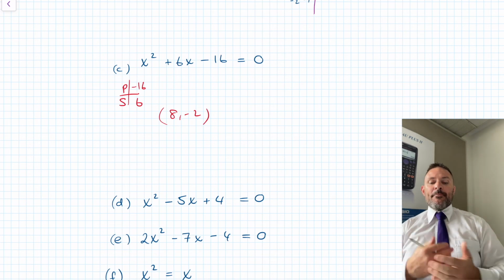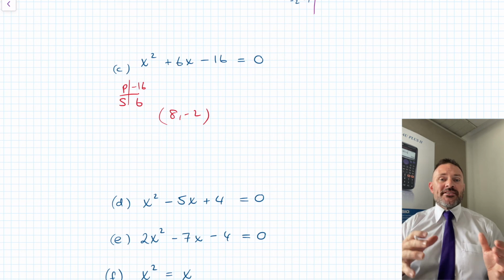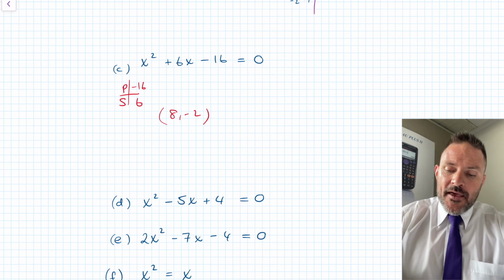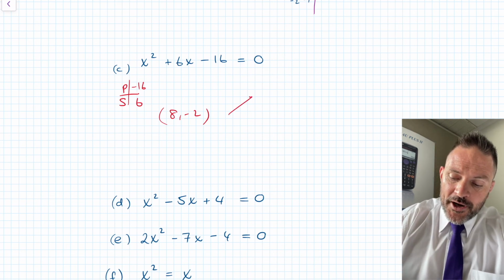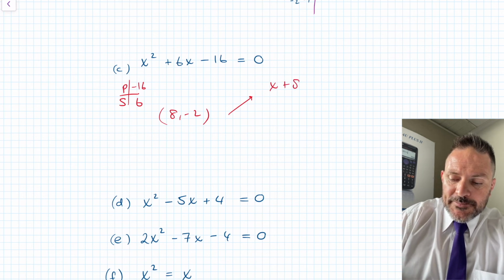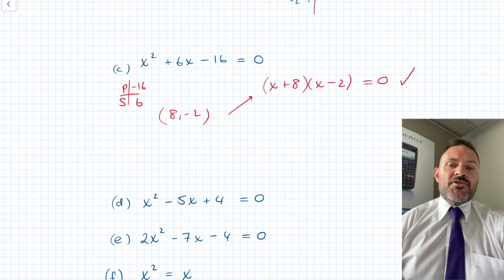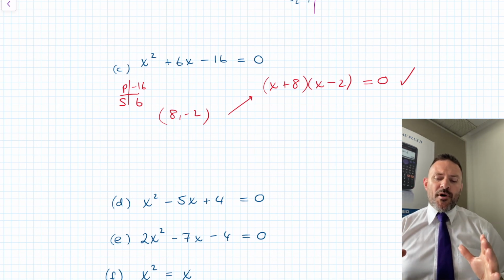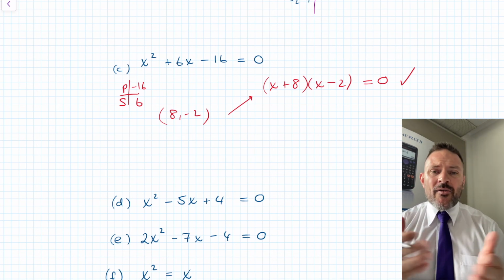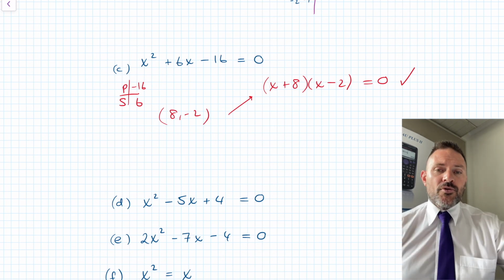Okay, so 8 minus 2 makes 6. 8 times negative 2 makes negative 16. They're my two numbers. Perfect, I'm going to write that down. x plus 8, x minus 2 equals 0. We're good to go. Don't get too concerned by the negatives. You know 8 and 2 will make 6. To make 6, subtract the 2, all good to go.